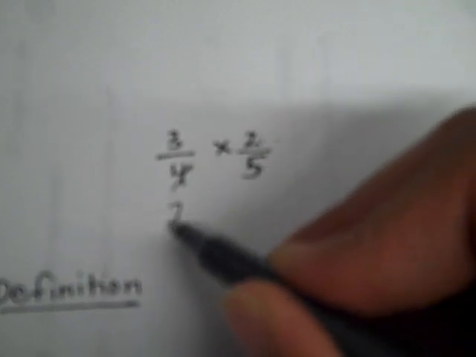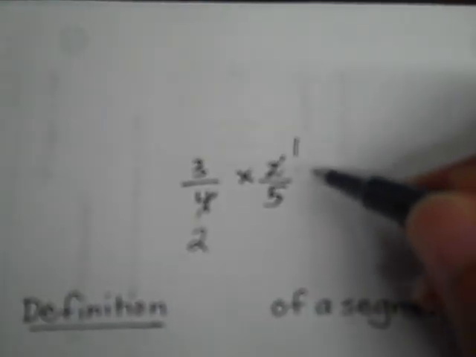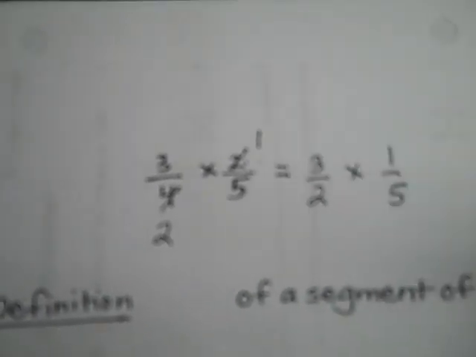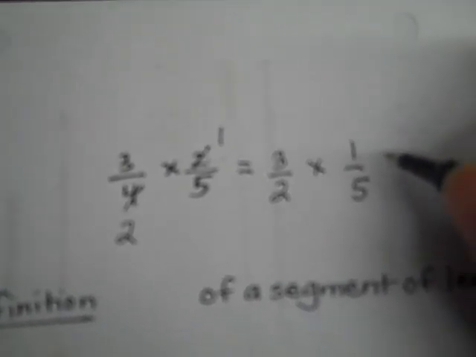So 4 divided by 2 is 2, and 2 divided by 2 is 1. Looking at 1 and 2, I can't pull out a common factor other than 1, so I'm simply going to rewrite this. I have 3/2 times 1/5. Before I get to the definition, let me get to the answer. I have 3 times 1, which is 3, and 2 times 5, which is 10. So the answer will be 3/10.